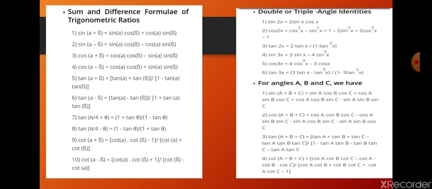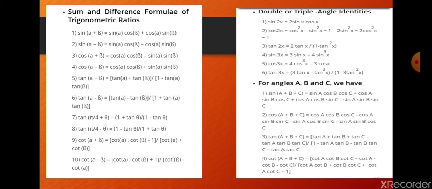Hope you all know the proofs of this, as it has come already in your first PUC. Moving on to the next thing, double or triple angle identities. Sin 2x equals 2 sin x into cos x. Cos 2x equals cos square x minus sin square x, which equals 1 minus 2 sin square x, which equals 2 cos square x minus 1.